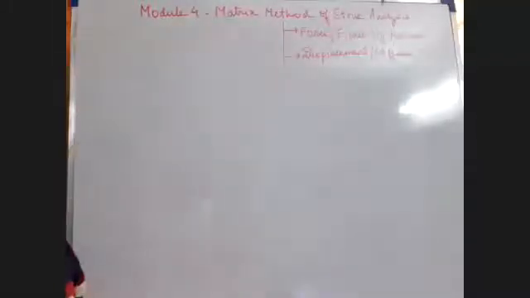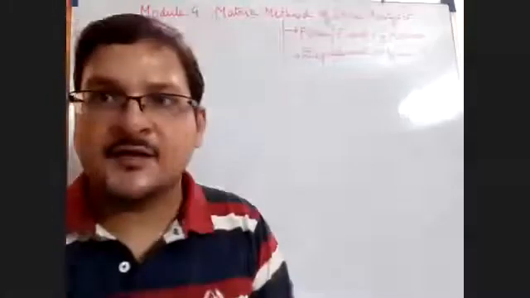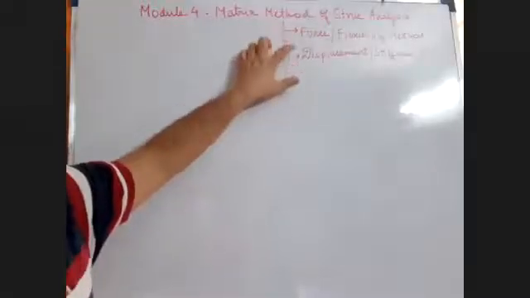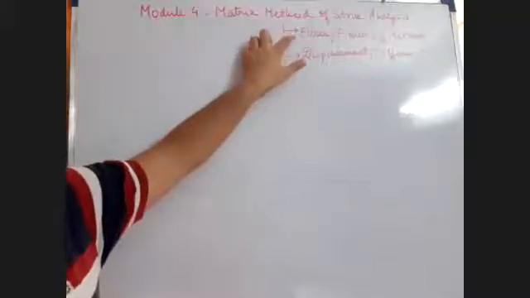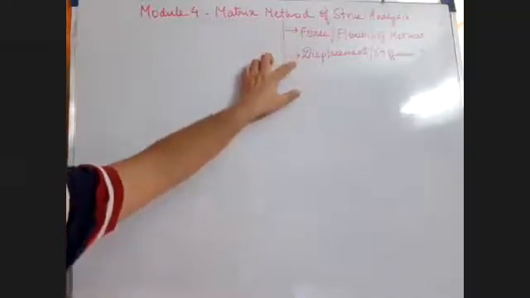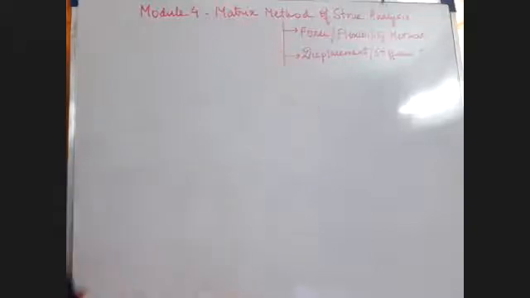So in module 4 we have the matrix method of structure analysis. Under that, we have two different methods. First, we have the force or flexibility method, and second, the displacement or stiffness method.